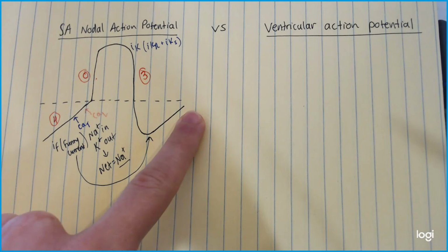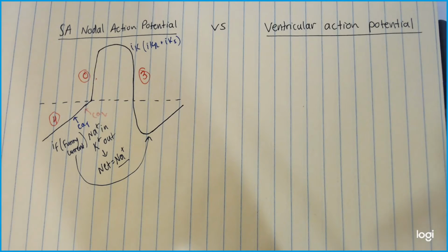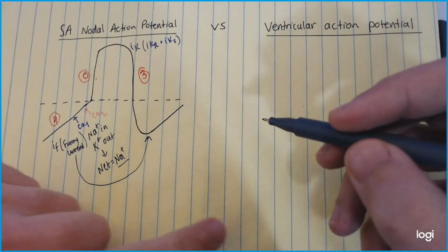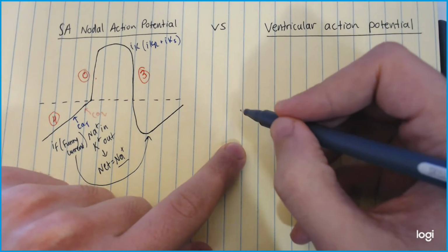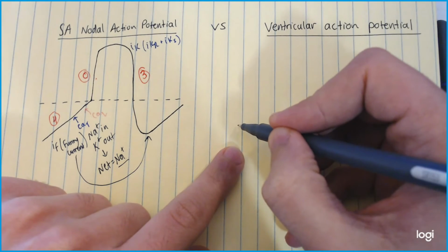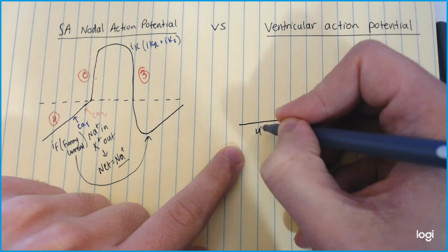And then it's just going to repeat. Okay, so now let's compare it to the ventricular action potential. So the ventricular one is a little different. First, it starts with the resting. So the resting is down here, and that one also starts with 4.